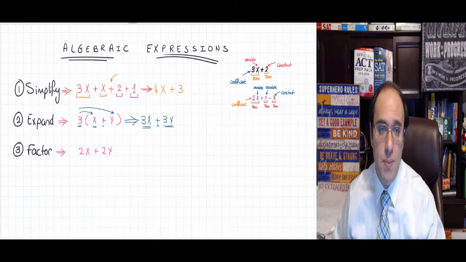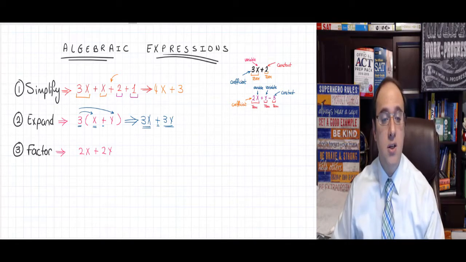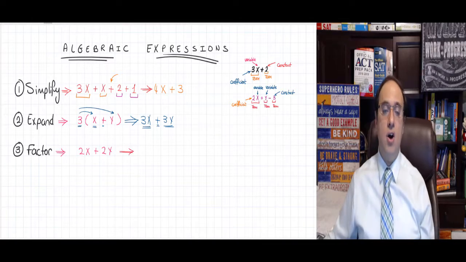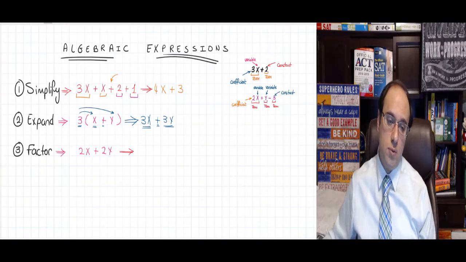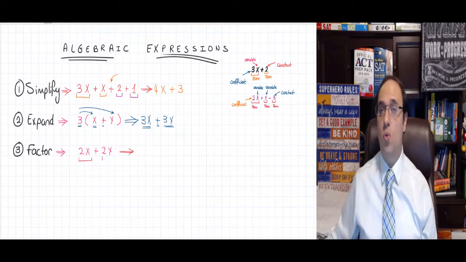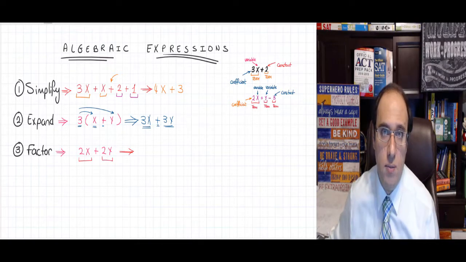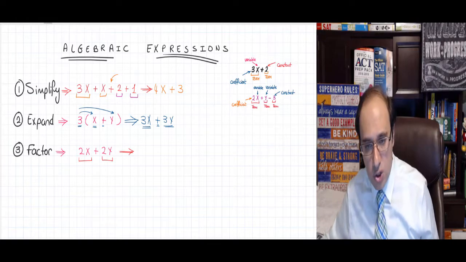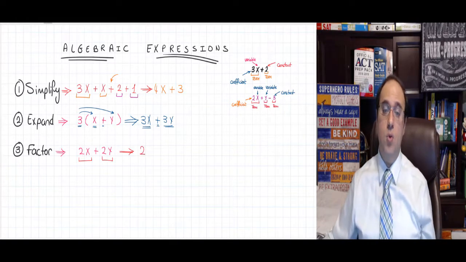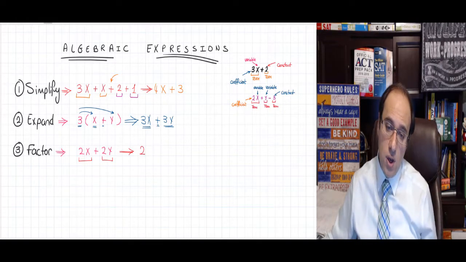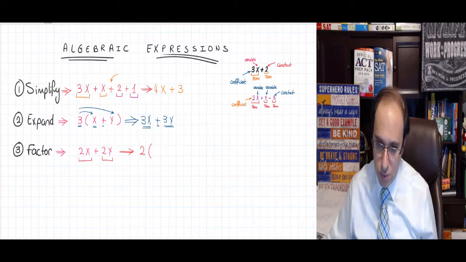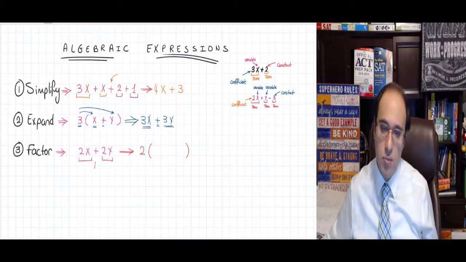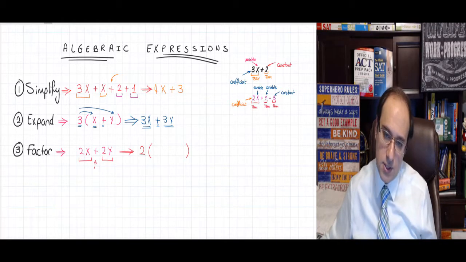Factoring is the opposite of expanding. To factor 2x plus 2y, we first have to find something common between these two terms. 2x and 2y. What is common between them? The number 2, the coefficient 2. So we take 2 as a common factor, we put it outside, then we open and close parentheses like this. Here we have a plus sign, so we put in a plus sign.